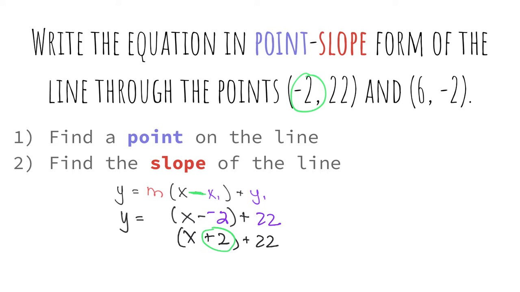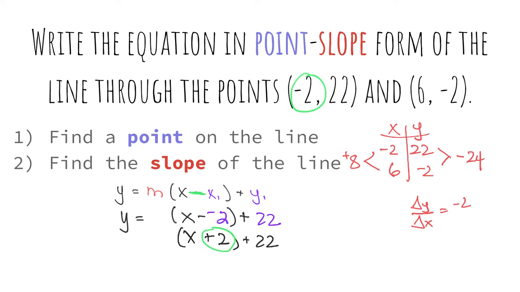And now we need to find the slope. So when we're looking at finding the slope, we have -2 and 22 and 6 and -2. My change in y, if I'm going from 22 to -2, is a decrease of 24. And if I'm going from -2 to +6, that's increasing by 8. So then my rate of change is the change in y over the change in x, which would be -24 over 8, or -3. And we'd plug that into our equation right there.